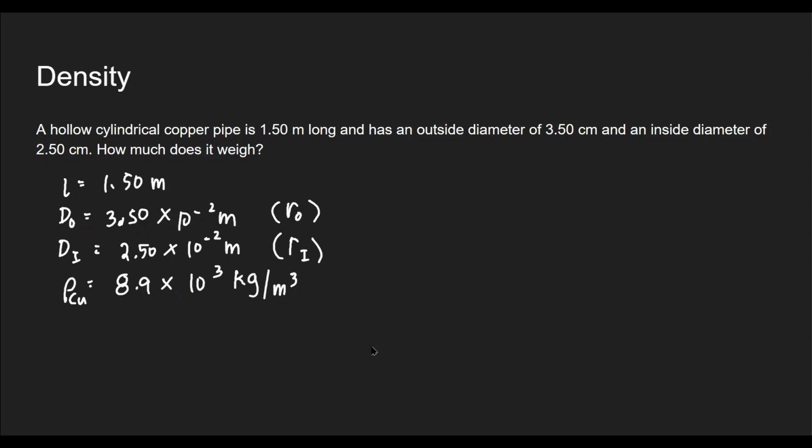Your L is 1.5 m. The outside diameter is 3.5 times 10 negative 2 m. And we might as well have our outside radius. For reference, your inside diameter is 2.5 times 10 negative 2 m. And your density, copper's density, the one that we mentioned before, is 8.9 times 10 cubed.